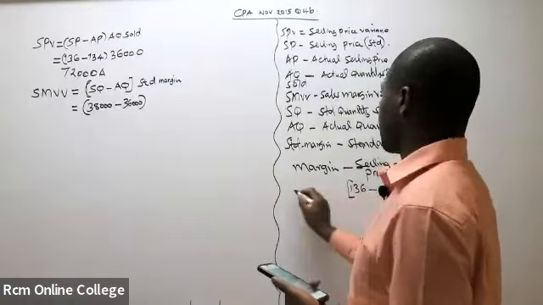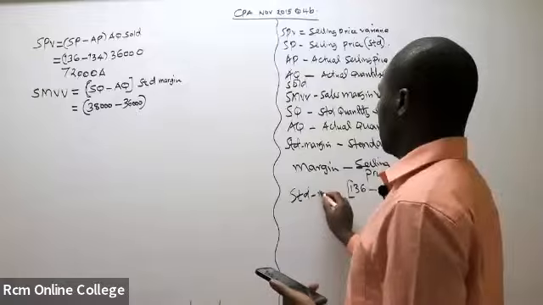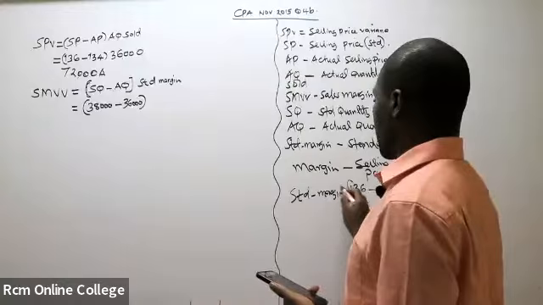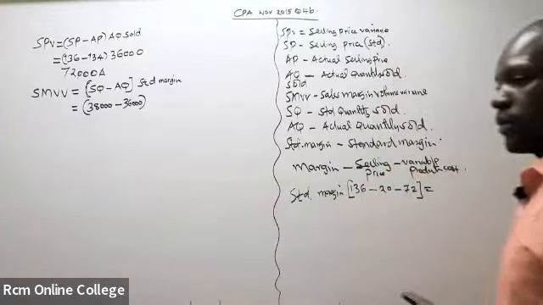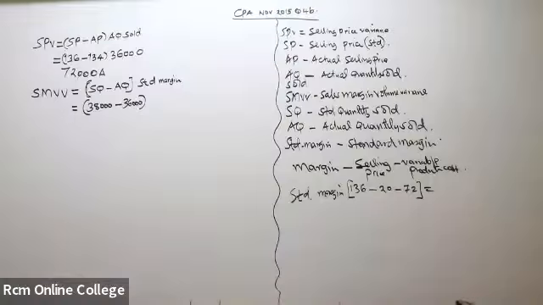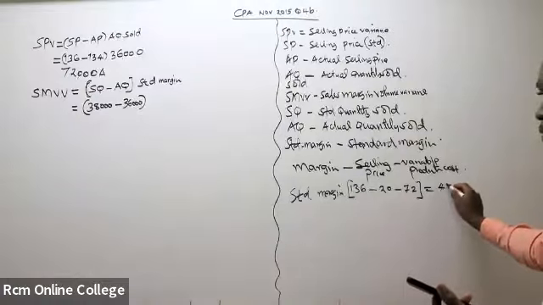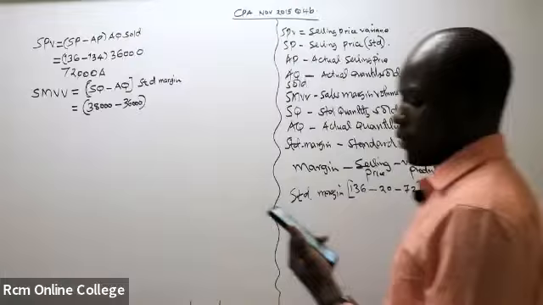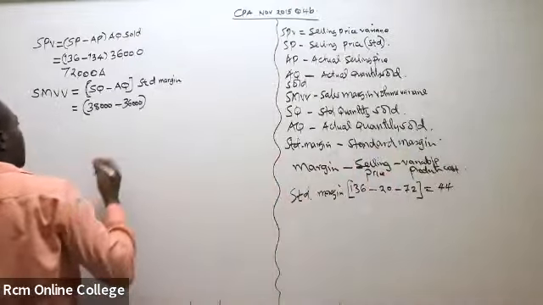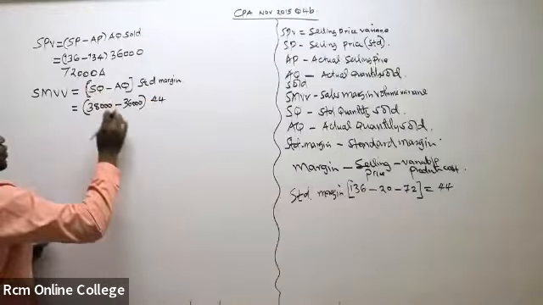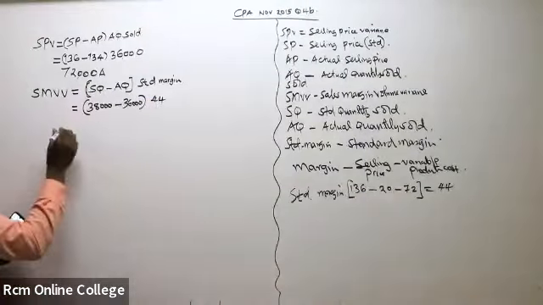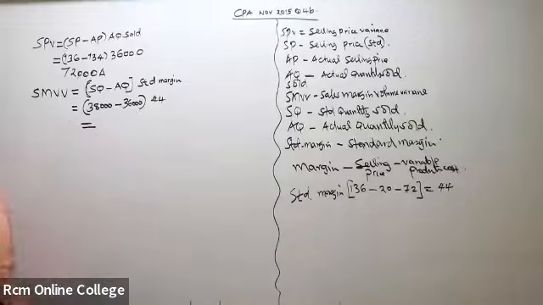So that will give us standard margin. What is the standard margin? 44. That's what we bring here, the standard margin. So the difference between these two is 2,000 multiplied by 44. How much do we get? 2,000.